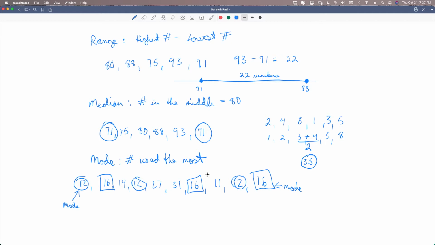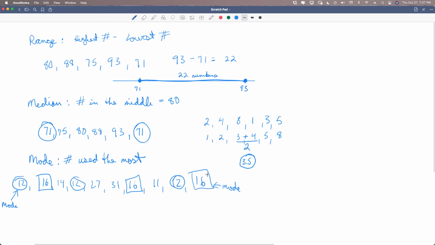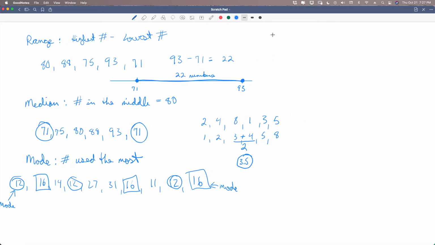All right, now let's talk about the mean. The mean is just another word for average. That is all it is. So let's take these grades we started with up here. We had 80, 88, 75, 93, and 71. The mean, being the average, means you just add these up.